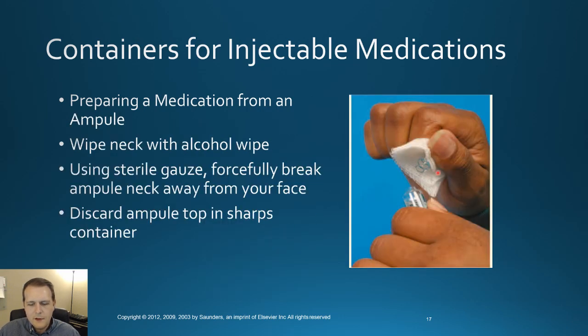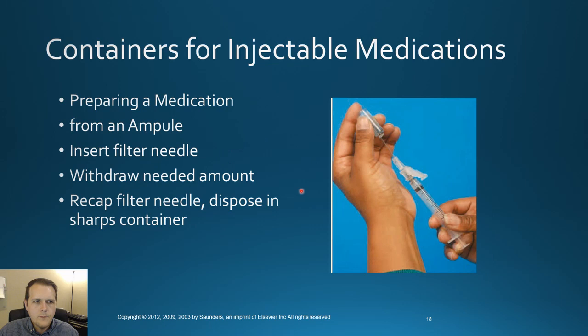Next, you'll take a piece of gauze or something to prevent yourself from getting cut. Basically that little neck there is designed to break when pressure is applied. So you hold the bottom, grab the top, and snap it in half. When you do that, it'll be open and you can get the medication out of it. It's important to discard both of these pieces in the sharps container because you don't want anyone else getting cut with that.